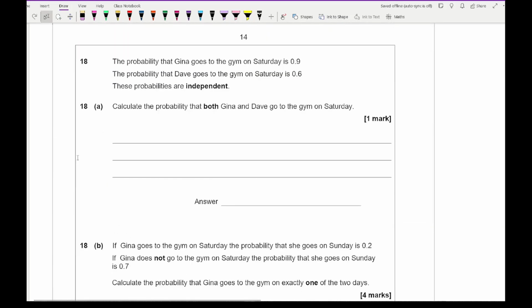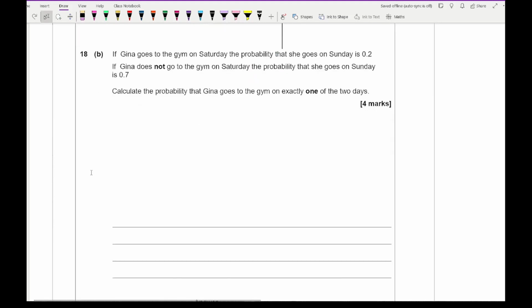Then moving on to question 18, it says the probability that Gina goes to the gym on Saturday is 0.9. The probability that Dave goes to the gym is 0.6. Calculate the probability that they both go to the gym on Saturday. So what we need to do here is basically just multiply the two probabilities together, giving us a final answer of 0.54.